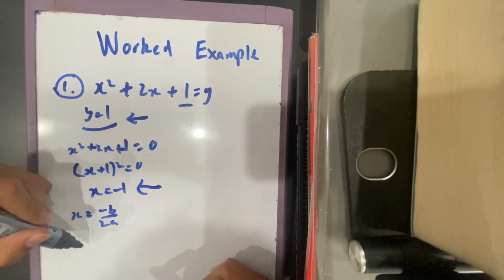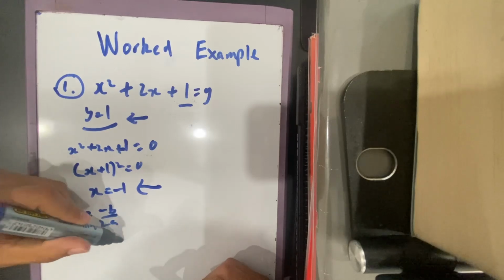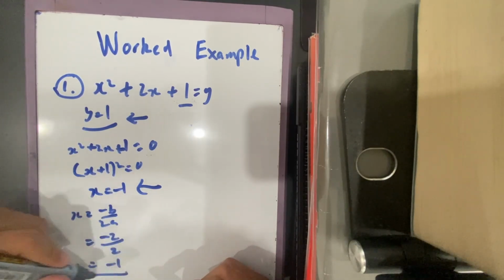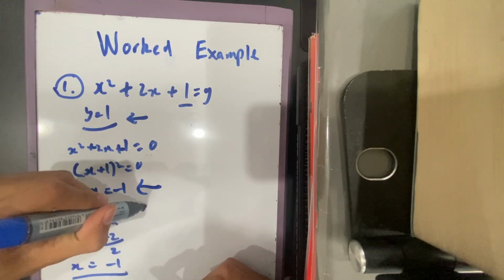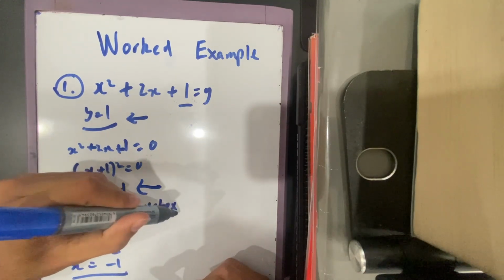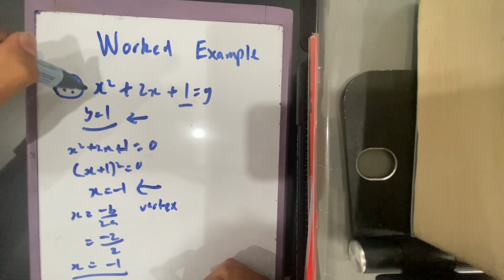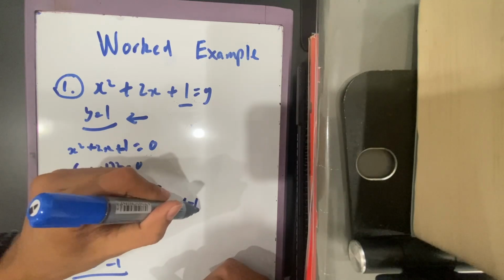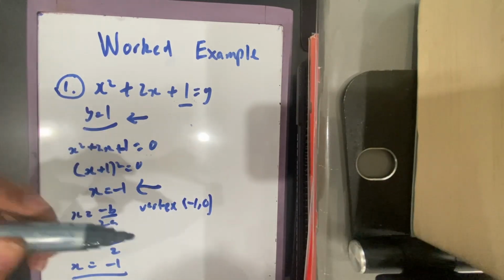b is just 2, so you get -2, and a is just 1. So you get -1. That's our x-coordinate for the vertex. Now to find the vertex, you just substitute x equals -1 into here, which would give you 0. So our vertex is (-1, 0).